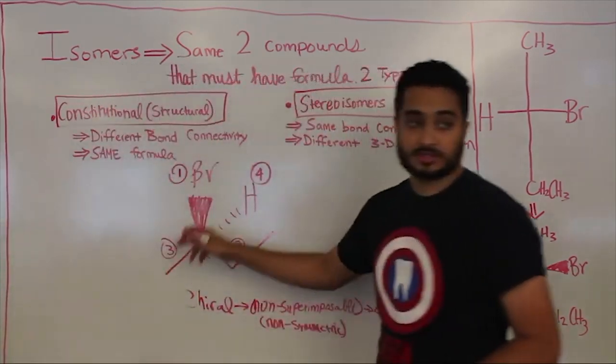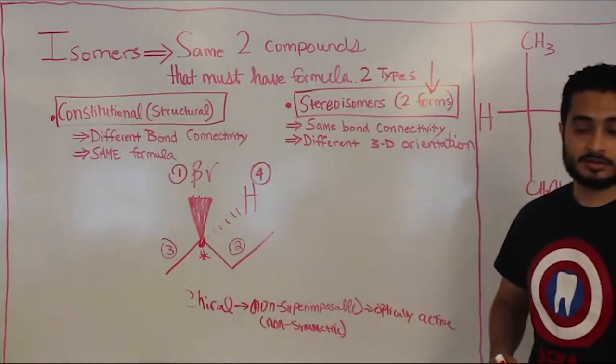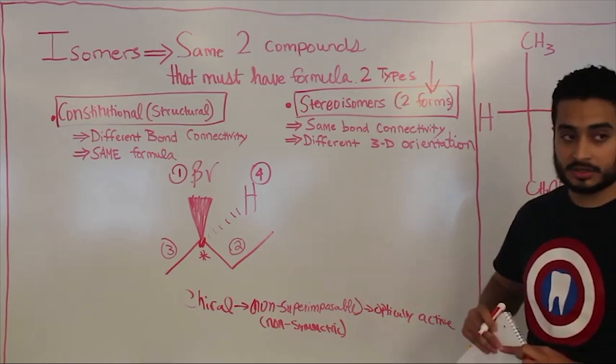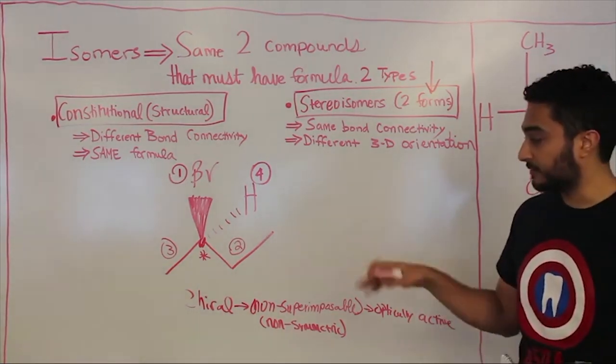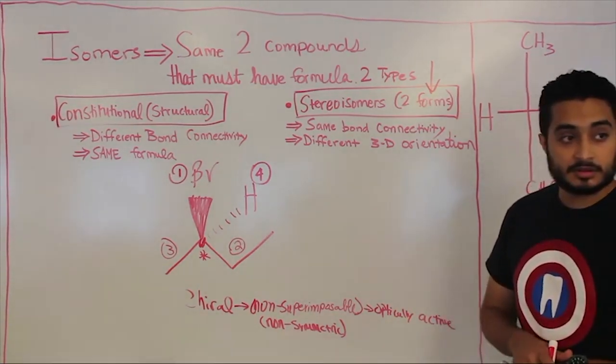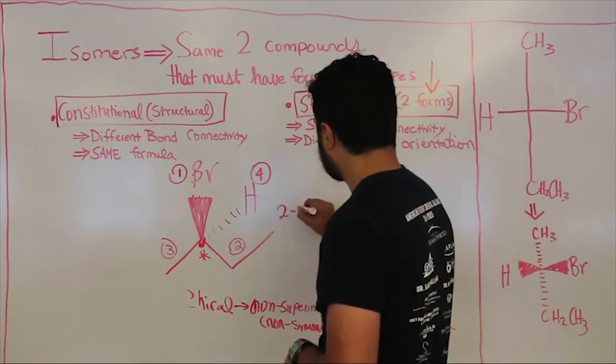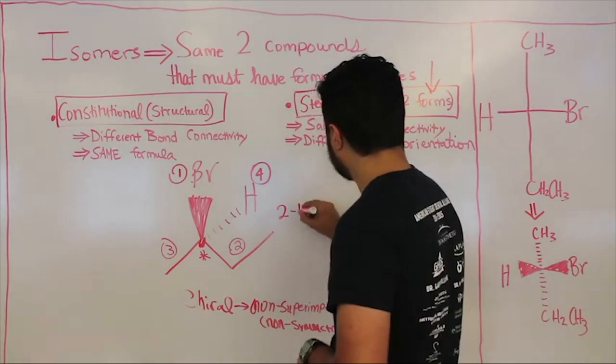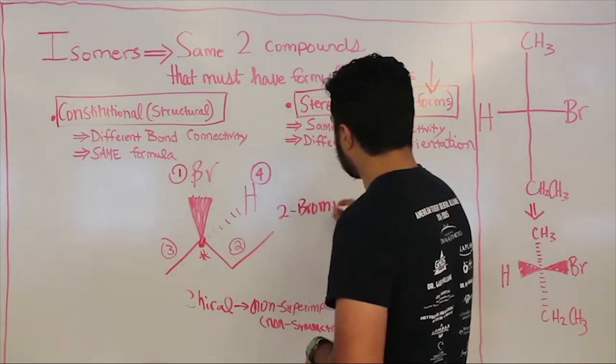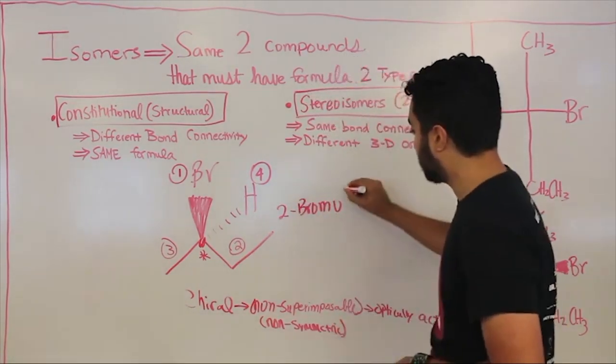So what is the name of this structure, the parent? So it's a form of butane, right? And where's my first substituent? It's on the second one. And what is it? Bromo. Yeah. And then how do I end it? Yeah.